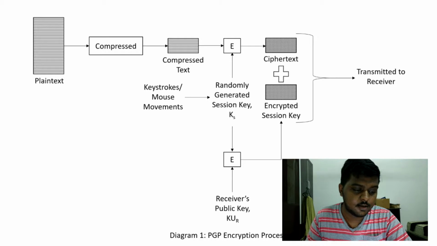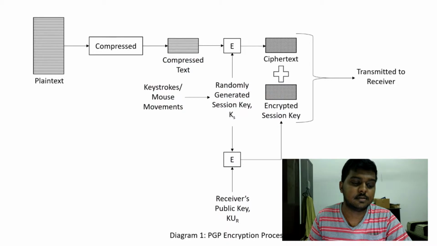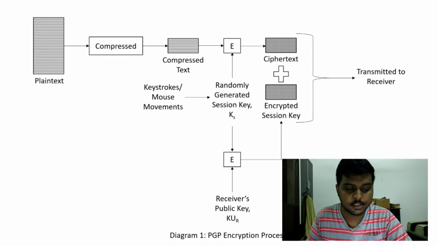First, they have the plain text. The plain text is usually compressed to save space and to make the cracking process harder should someone know the private key. Next, the compressed message is encrypted using a randomly generated session key. The session key is usually randomly generated using your own keystrokes or mouse movements during the session.